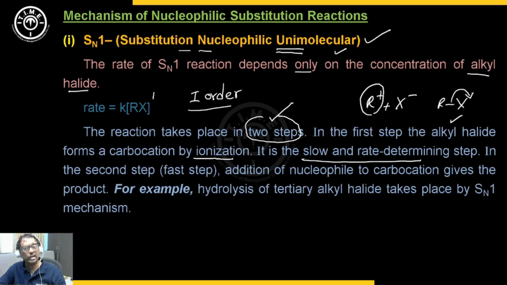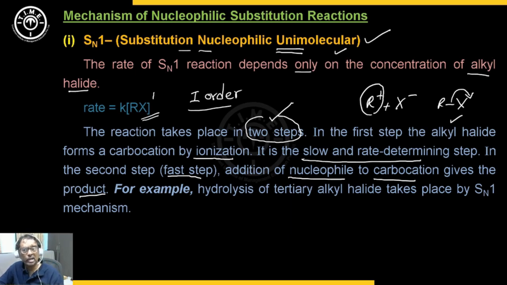The slow step is a rate determining step, and in that step, there is only one molecule participating, and therefore, that is a unimolecular reaction. So, the concentration of alkyl halide is going to decide the rate of the SN1 reaction. What is the next step? The next step is a fast step. Fast step means the reaction is happening in no time. The moment a carbocation is formed, the carbocation will take the nucleophile and then form the product. So, that nucleophile is attacking this carbocation to give the final product.